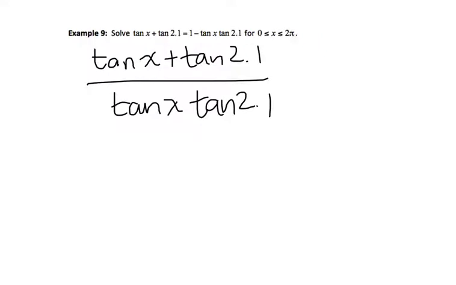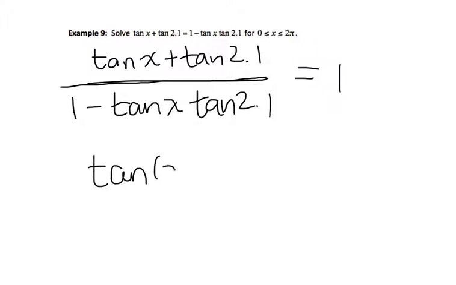Okay. So I wanted to divide with that 1 as well, 1 minus, and that's going to equal 1 on the other side. And, of course, if I'm going to divide, I have to divide by the whole thing. That's the same as tan x plus 2.1, and now I want to know when that is equal to 1.